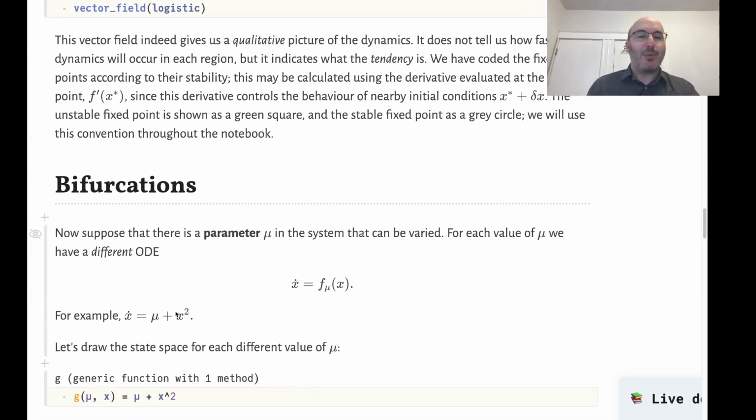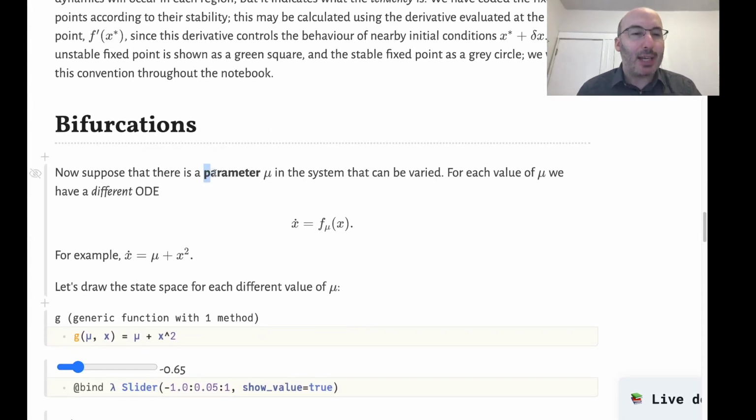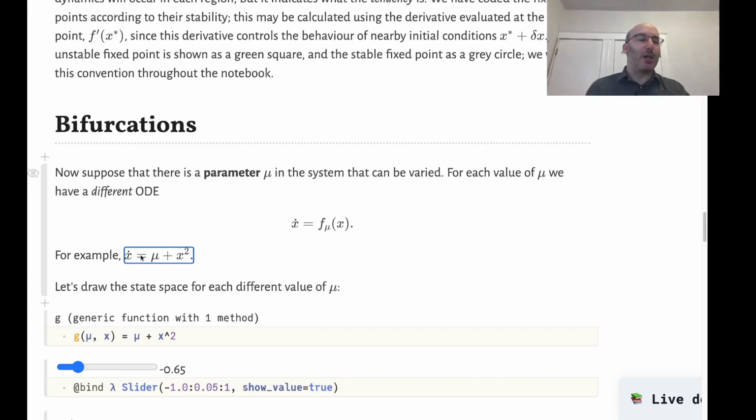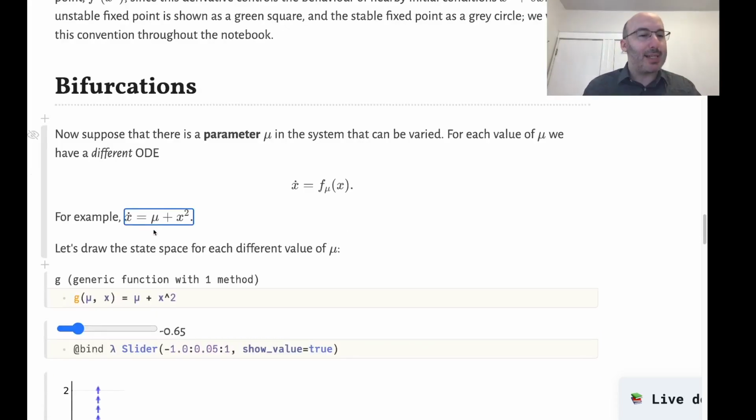So now let's suppose that we have an extra feature, which is a parameter mu in our ordinary differential equation. So our differential equation now looks like this. x dot is no longer just f of x, but f depends on a parameter mu. So an example of this is x dot equals mu plus x squared. So you see that if I change mu, I actually have different differential equations. And so the question is, how is the qualitative behavior of the system going to change as I vary mu?